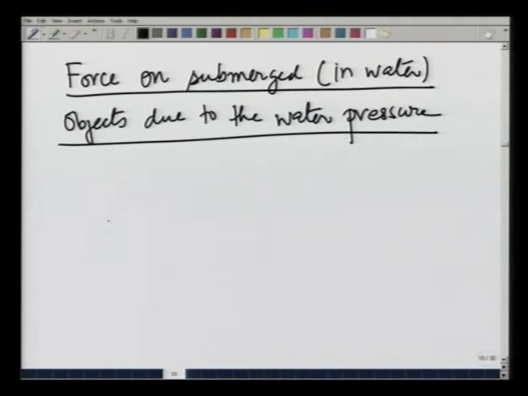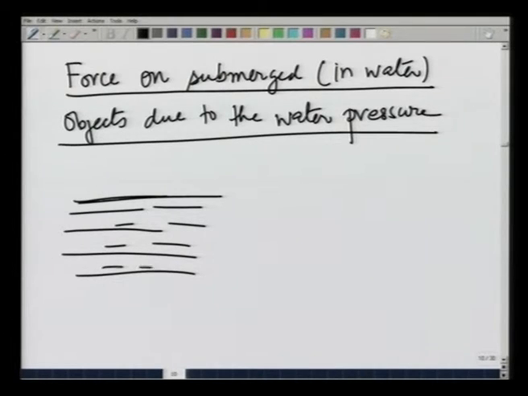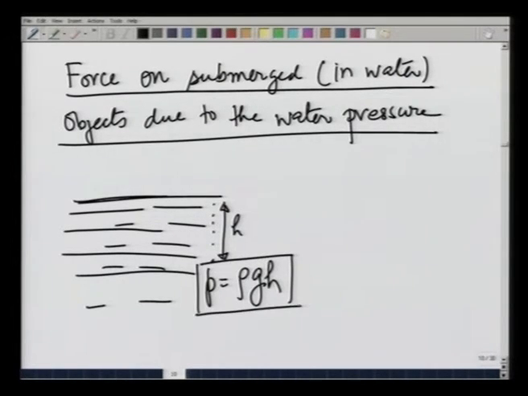Now, we know that if we have water, then it applies pressure according to how deep we are. The pressure at depth h is rho g h, where rho is the density of water and g is the acceleration due to gravity. And due to this pressure, there is a force acting on any object that is submerged in it.